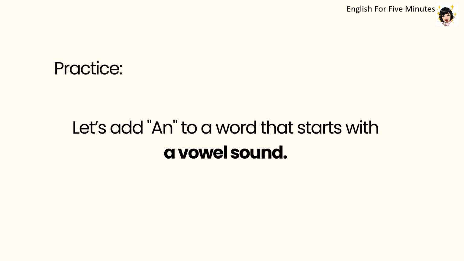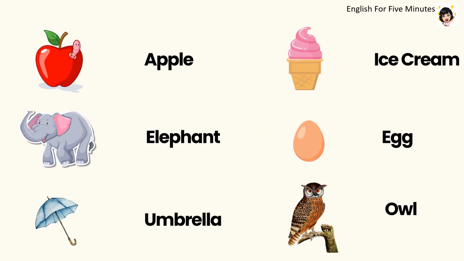Now we are going to practice by adding an to a word that starts with a vowel sound. An apple, an elephant, an umbrella, an ice cream, an egg, an O.